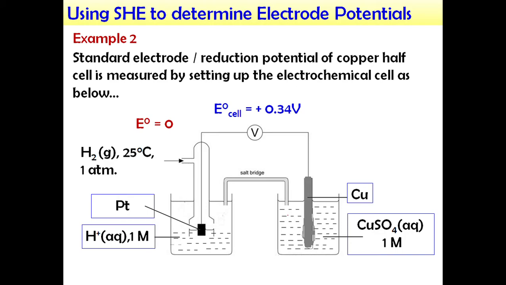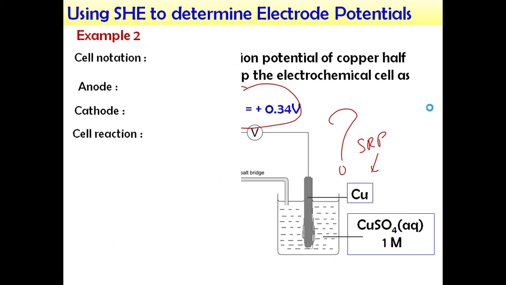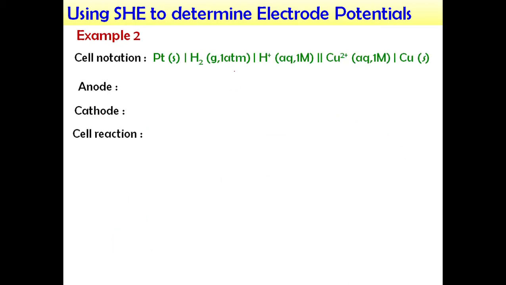Okay, masih sama menggunakan SHE. Tetapi sekarang, the standard hydrogen electrode dah berada di anode. Okay, dan copper kita dekat cathode. So, bila saya build up this electrochemical cell, the voltmeter reading is positive 0.34 volt. Okay, this is for E0 cell. So, saya nak tentukan berapa SRP value untuk copper. So, sama juga macam tadi, the cell notation is this. Sekarang, SHE dah jadi dekat anode. Okay, so copper dekat cathode.